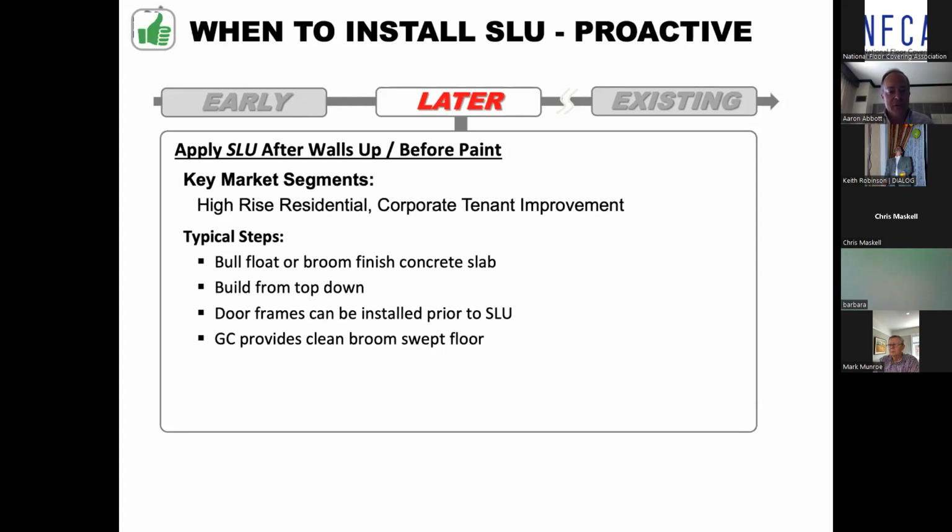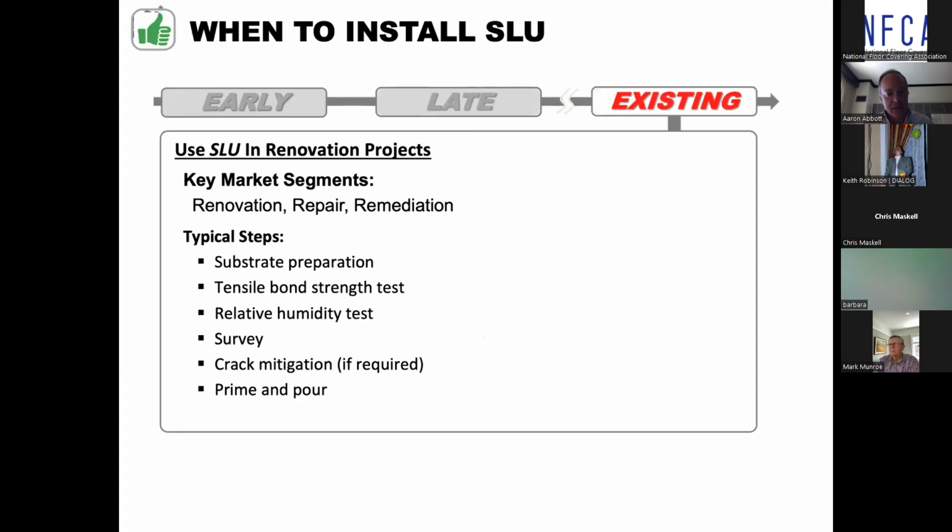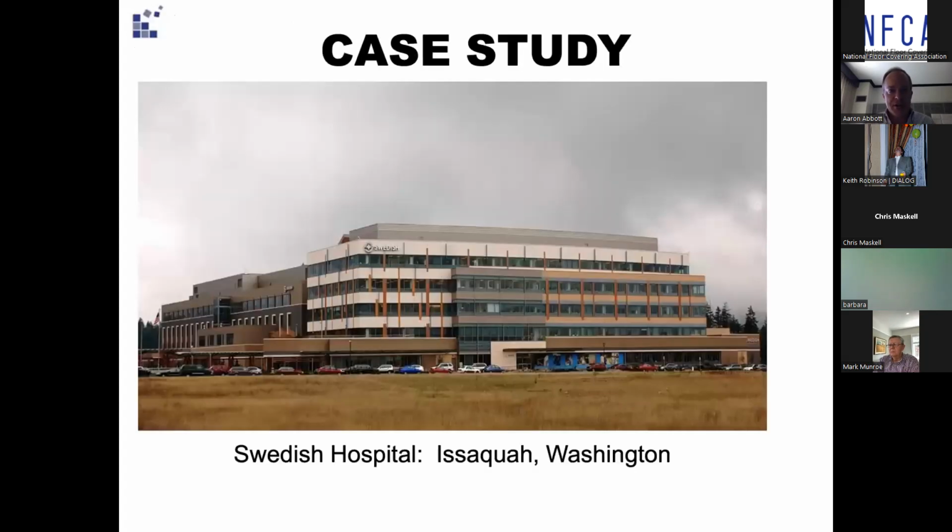These are often built from the top down with the installation of the self-leveler. But door frames can be installed prior to the self-leveler, and the GC basically provides a clean, broom-swept floor for the floor covering. And lastly, you can also install SLU over existing buildings. Some of the same concepts that we've talked about here apply, but not all. And this is just a renovation situation.